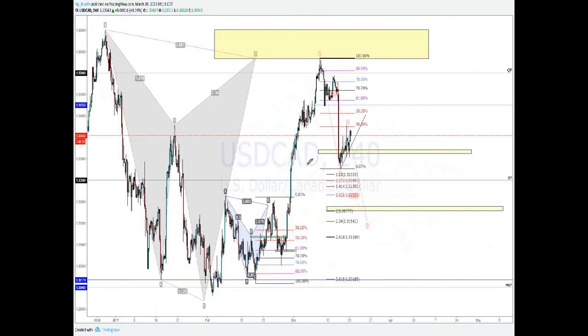And then what happened when it took off to the upside? What was happening with price? It was completing another pattern, a shark, right? It was completing a shark pattern. So what happened as soon as price touched this price reversal zone on this shark pattern? Collapse, right? Look at that.